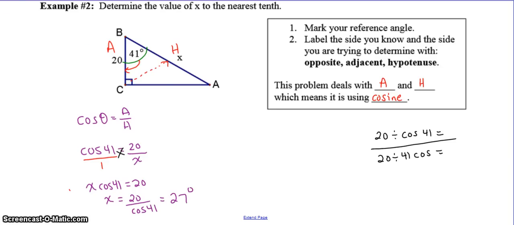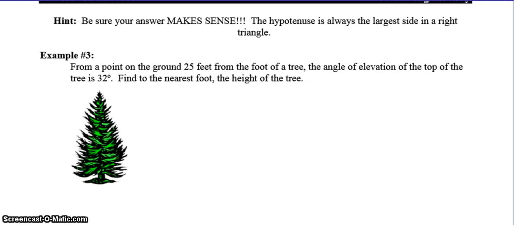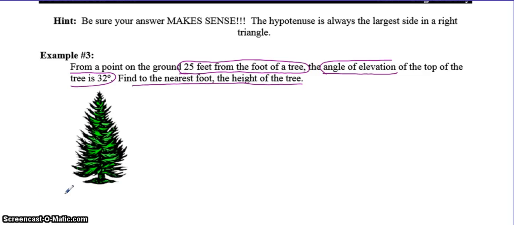The next two questions deal with word problems. So this is what I'm going to have you do. Let's read the problem. From a point on the ground 25 feet from the foot of the tree, so using CUBES, we're going to circle what we know. It's 25 feet from the foot of a tree. The angle of elevation to the top of the tree is 32 degrees. Find to the nearest foot the height of the tree. So underline the problem. Find to the nearest foot the height of the tree.